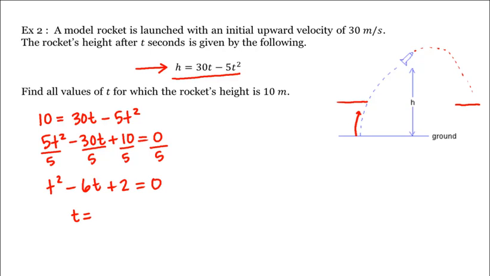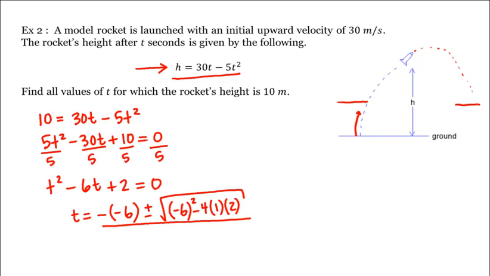We have t is equal to negative b, or negative 6, plus or minus the square root of b squared, which is negative 6 squared, minus 4 times a, which is 1, times c, which is 2, all divided by 2 times a, or 2 times 1, which is equal to 6 plus or minus the square root of 36 minus 8, or 28, divided by 2.